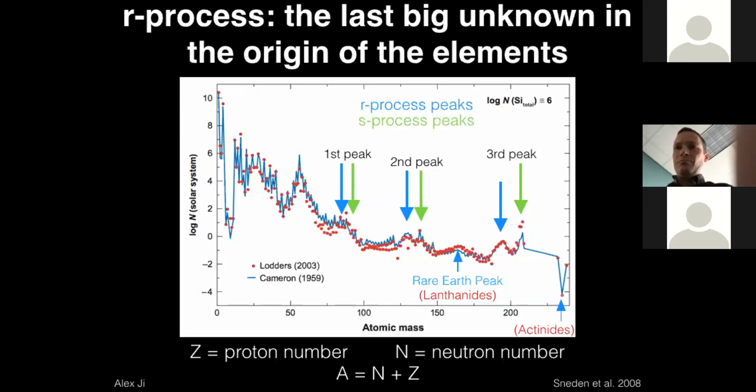And I want to point out two other things. The first is that little bump over in the middle between the second and third peak, which is the rare earth peak. Those will also be called lanthanides in this talk. And then towards the end of my talk, I'm also going to talk a little bit about the actinides, which are at the very right end and are the radioactive heavier elements.